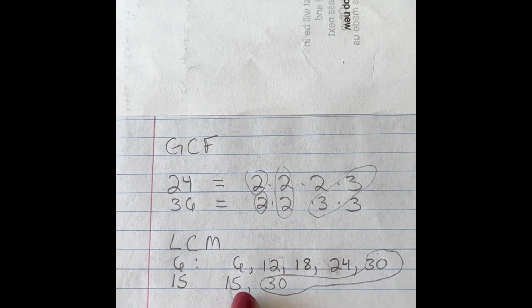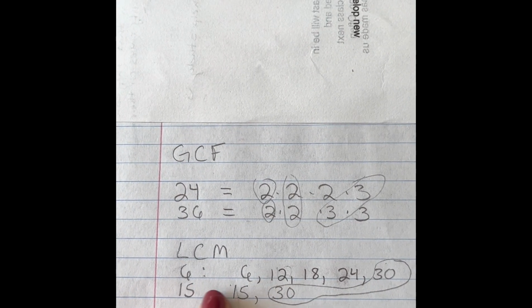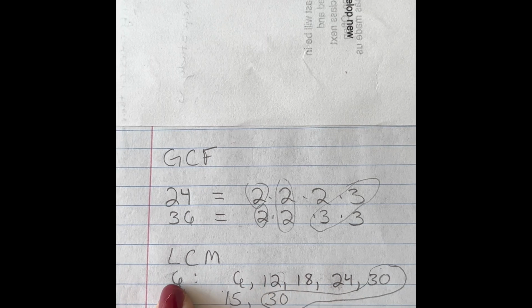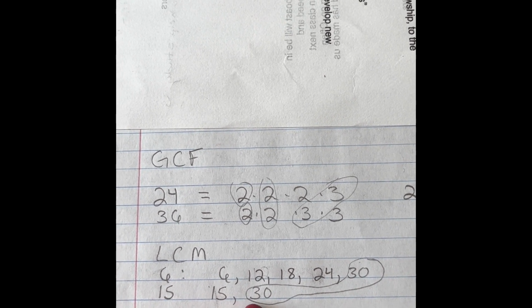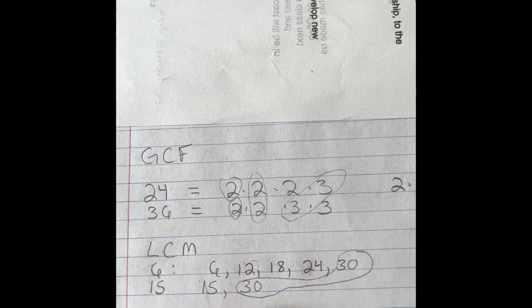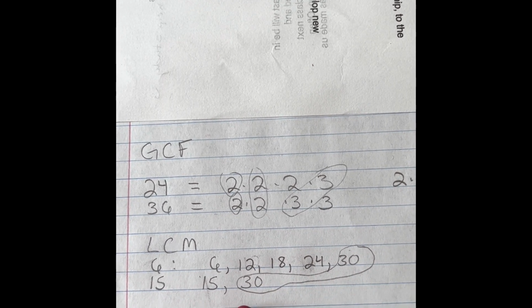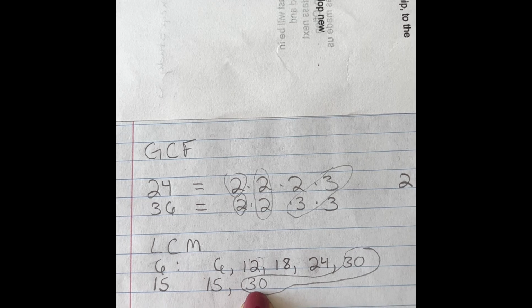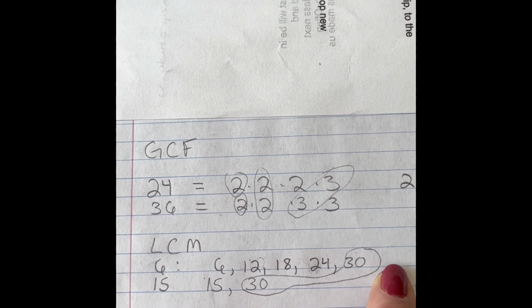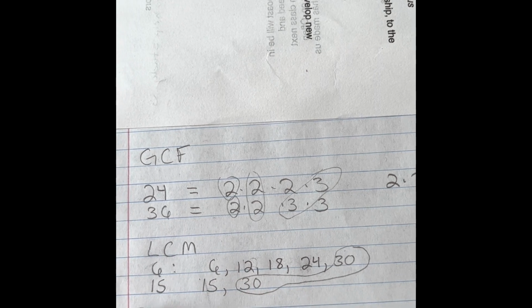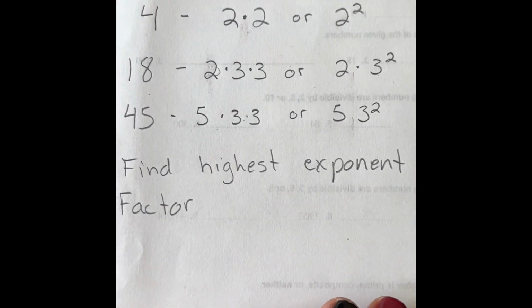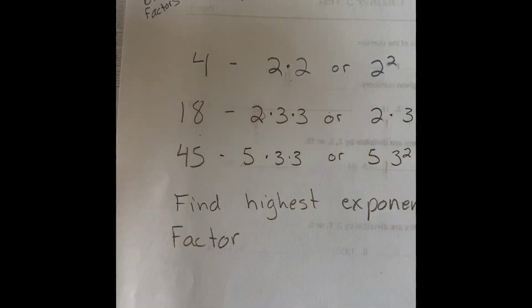So you can either write down all the multiples of 6, 12, remember that's like skip counting by 6, and then all the multiples of 15 until you find one that's common to both. If you write them in order, then that's going to be the lowest common or the least common. So 30 would be the least common multiple between 6 and 15. Now the other way to do that is over here.